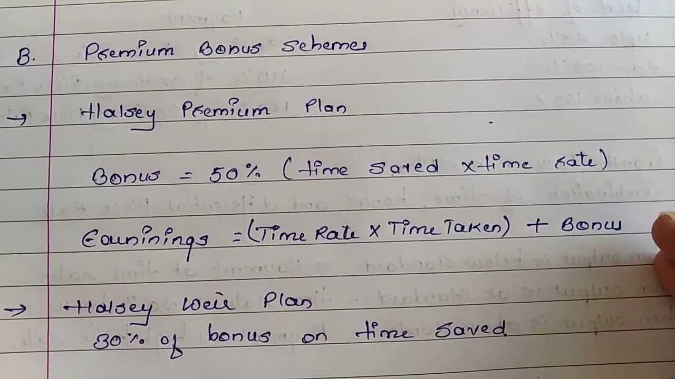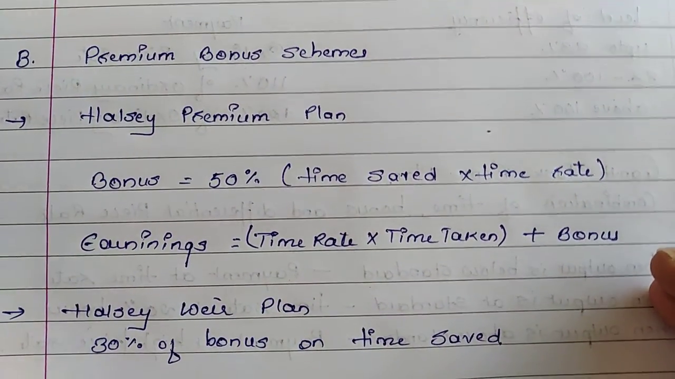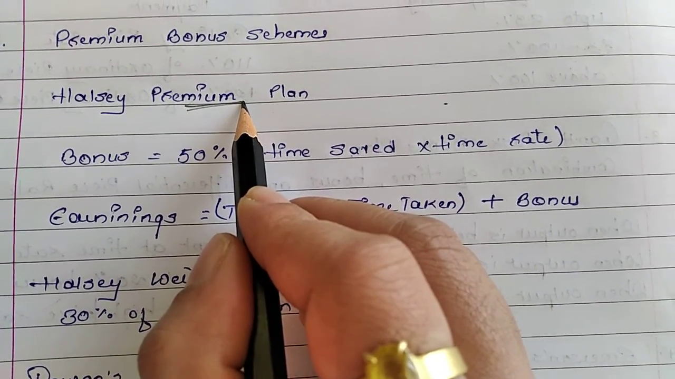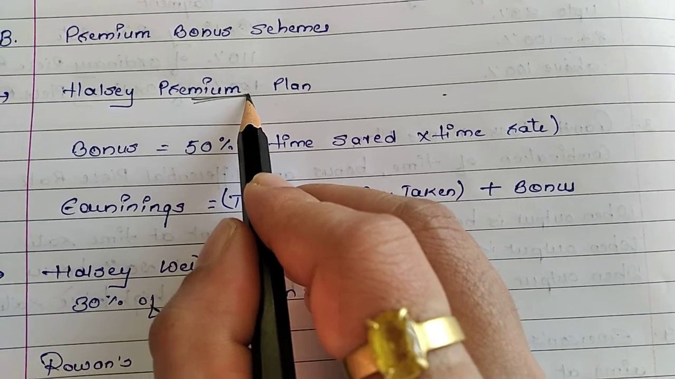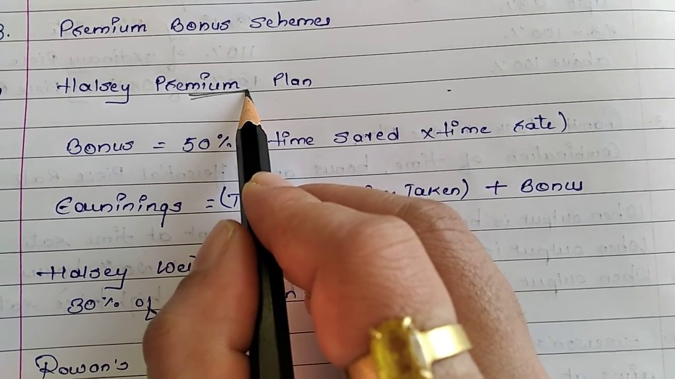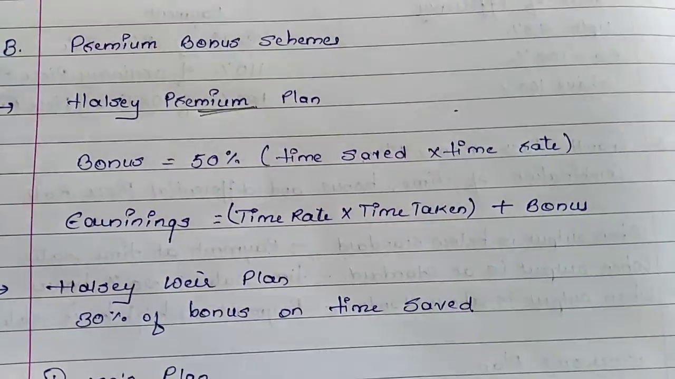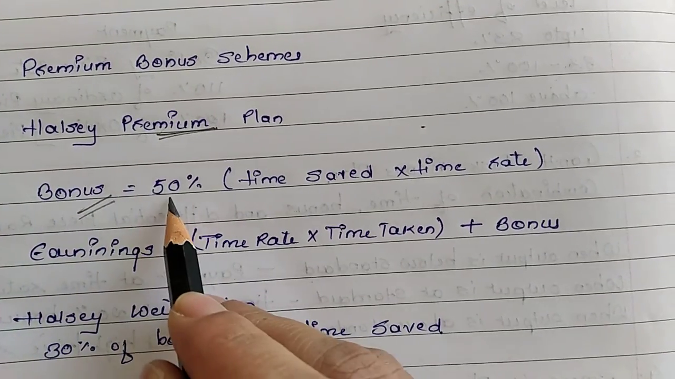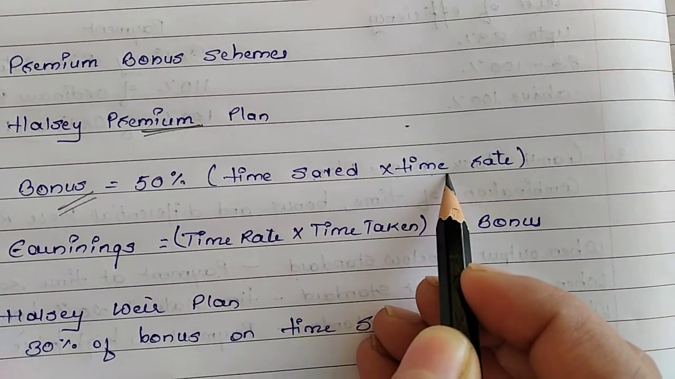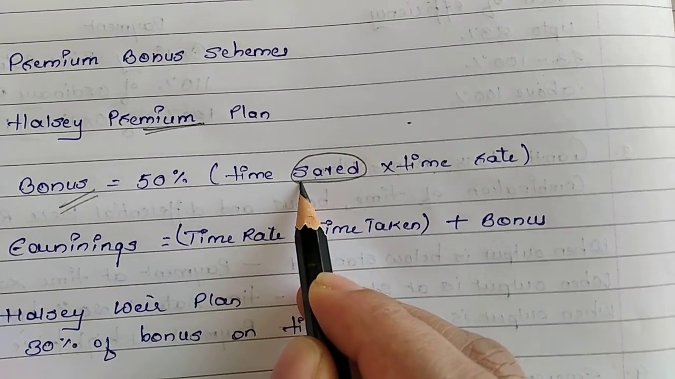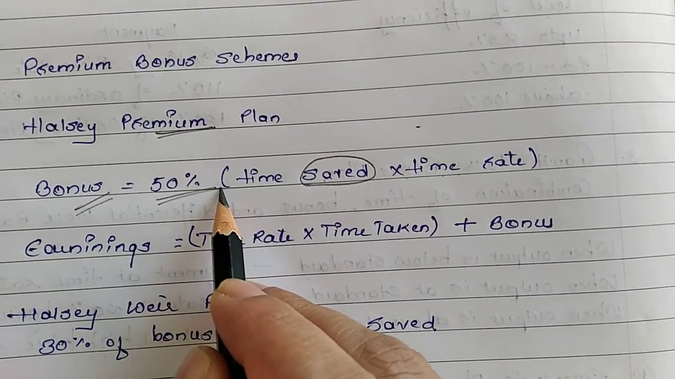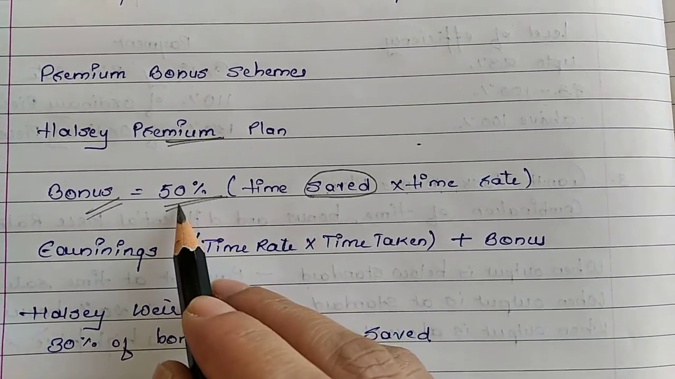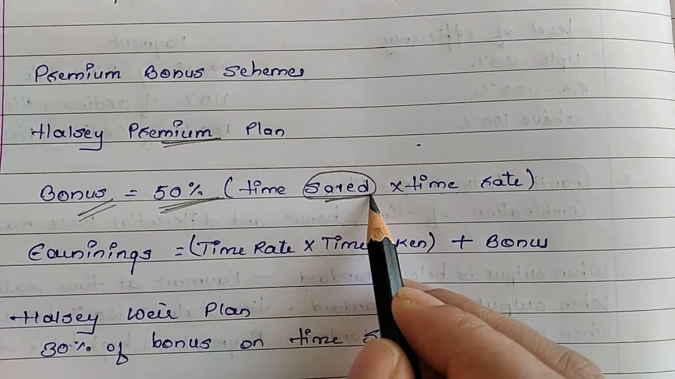The first premium bonus scheme offered under the time rate system is the Halsey Premium Plan. This premium plan was offered to those workers who help the organization in saving the time that is offered to them. Under this plan, the bonus is calculated as 50% of time saved into time rate. The worker will receive 50% of the wage rate for the time that is saved by him.